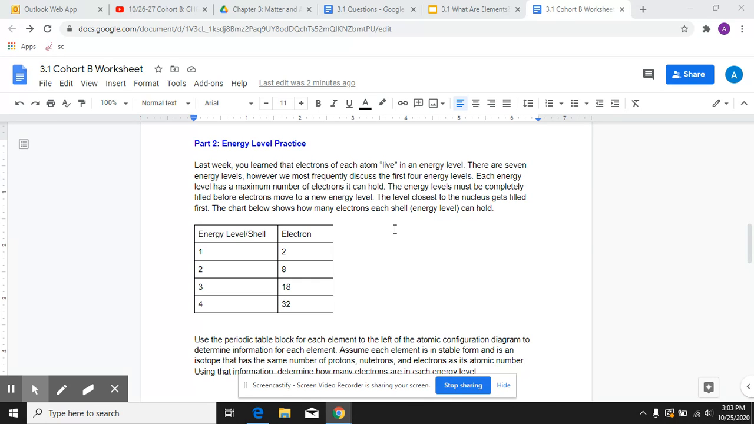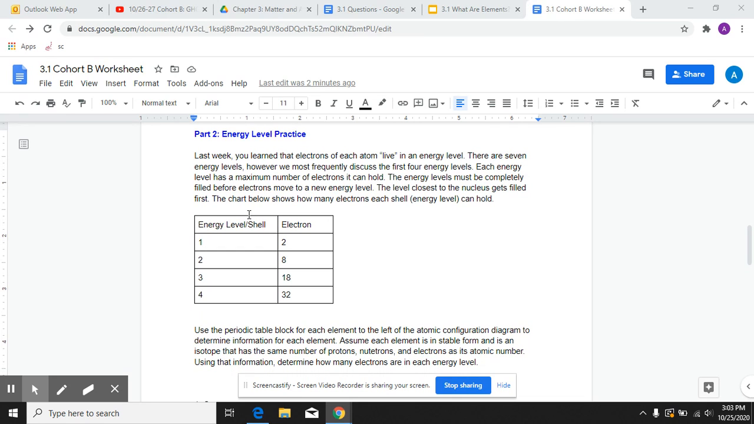However, we most frequently discuss the first 4 energy levels. Each energy level has a maximum number of electrons it can hold, and that maximum number is displayed in the chart below. In the left column, we have the energy level or the shell for the first 4. And on the right, we have the maximum amount of electrons that can be held in each of those levels. So energy level 1 can have 2 electrons, energy level 2 can have 8 electrons, energy level 3 can have 18, 4 can have 32, and so on.